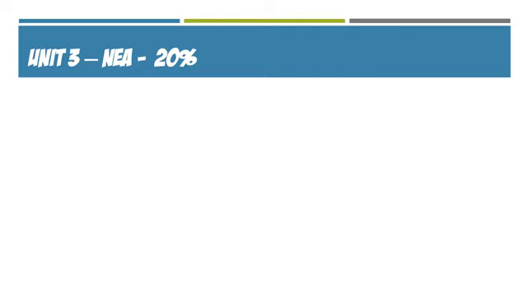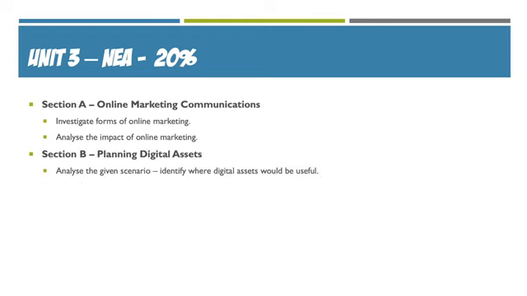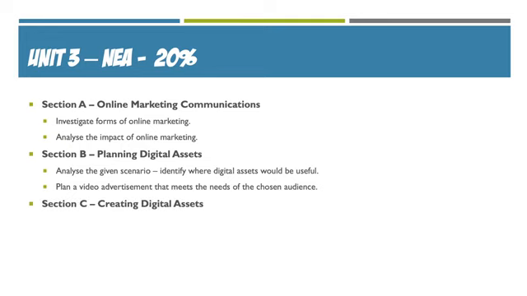In Unit 3, this again is your last NEA, which is worth 20% and is split into 4 sections. Section A is an online marketing and communication section where you'll investigate different forms of online marketing. You then analyse the impact of online marketing before moving on to Section B, which is the planning of a digital asset. You'll then be given a scenario which will identify where digital assets would be useful before then planning a video advertisement that meets the needs of the chosen target audience from the scenario.